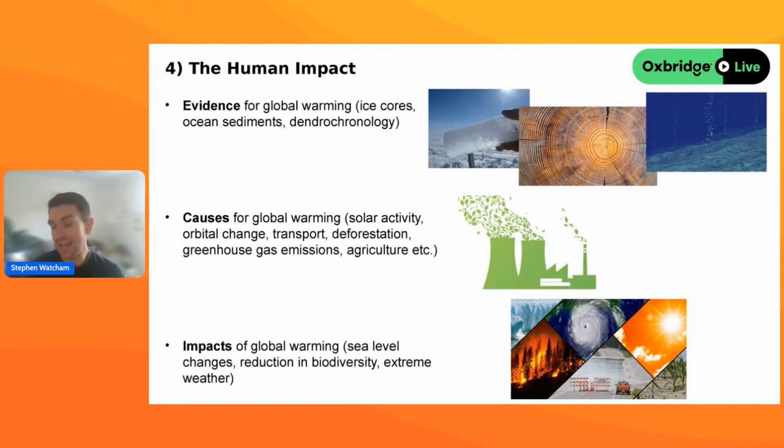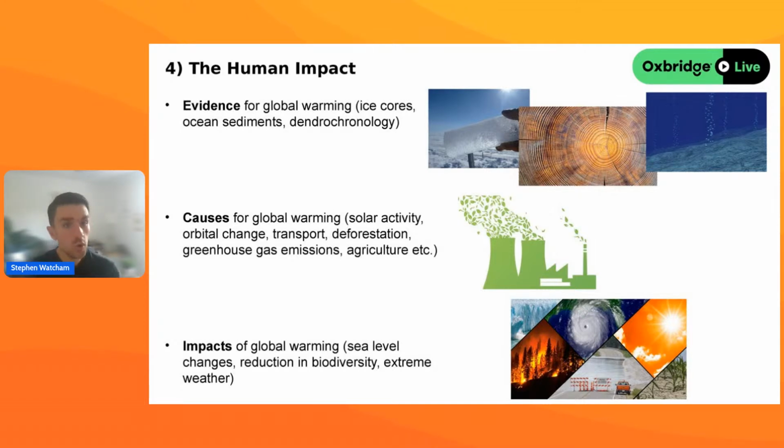We can also look at tree rings. This is what's called dendrochronology, the study of tree rings. And by telling how quickly trees are growing, we can tell how much carbon dioxide is in the atmosphere. And equally, our oceans are a really big store of carbon dioxide. We can study ocean sediments to see how much CO2 there was.